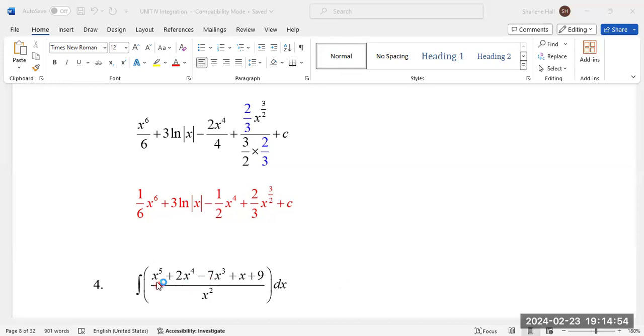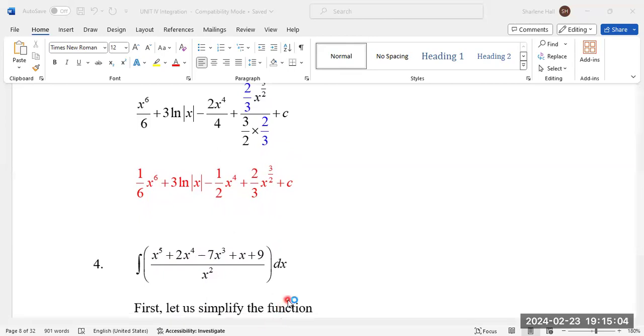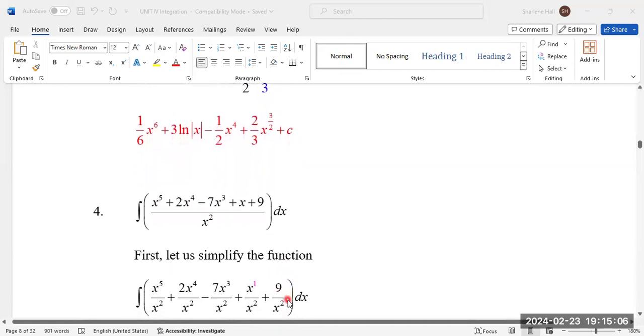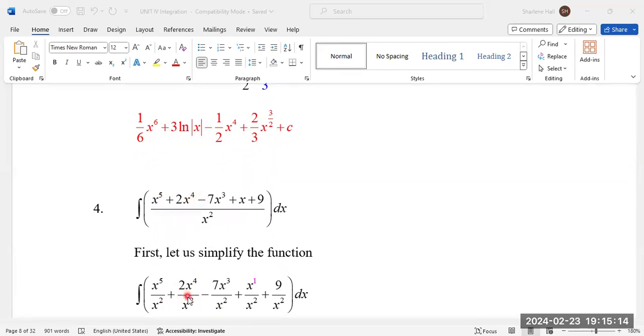So number 4 gives us a division. What you're going to be required to do is simplify the function. How do you simplify the function? By dividing through each term by the x squared. So this x to the 5th is going to be divided by x squared. That 2x to the 4th is divided by x squared. Negative 7x cubed is divided by x squared. This x to the first power is divided by x squared. So does the 9. The 9 is going to be divided by x squared.